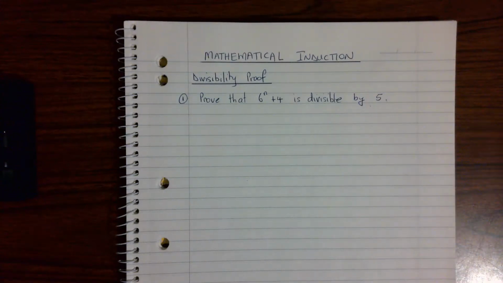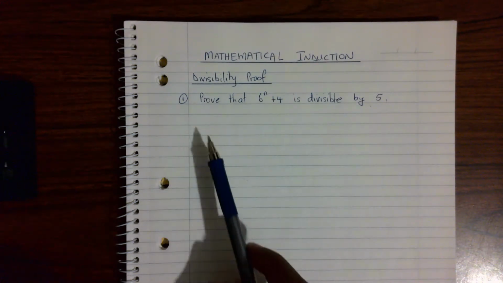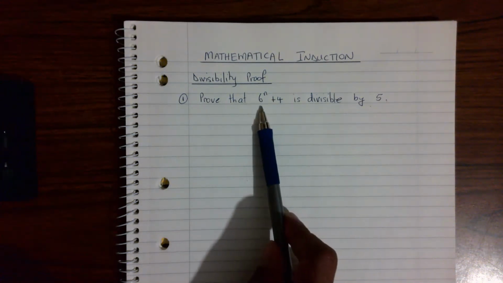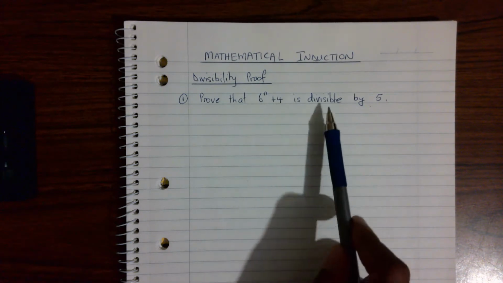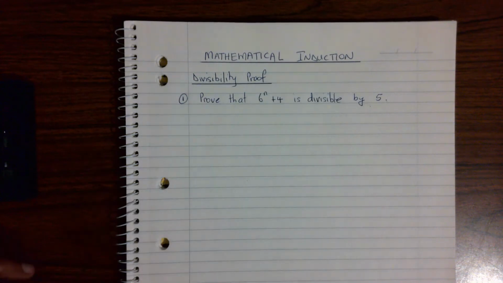Okay, so this one is an attempt at mathematical induction, the proof by mathematical induction. There's two types. One is divisibility proofs, which we will look at now, and the other one is your straight, like a linear or a power one. But we'll have a look at this one first. The question is, prove that 6 to the power n plus 4 is divisible by 5, using this method of mathematical induction.